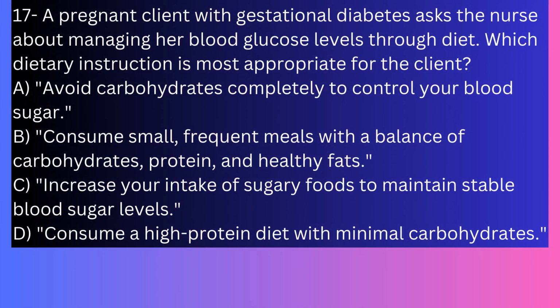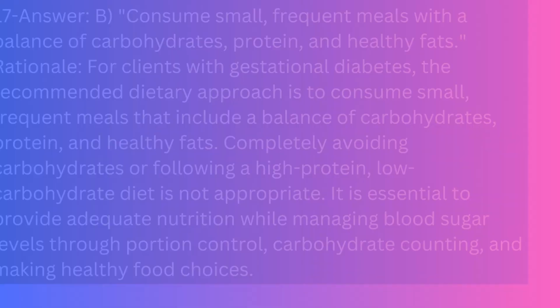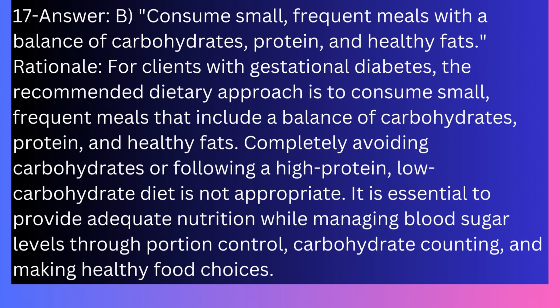Question number 17. A pregnant client with gestational diabetes asks the nurse about managing her blood glucose levels through diet. Which dietary instruction is most appropriate for the client? A. Avoid carbohydrates completely to control your blood sugar. B. Consume small, frequent meals with a balance of carbohydrates, protein, and healthy fats. C. Increase your intake of sugary foods to maintain stable blood sugar levels. D. Consume a high-protein diet with minimal carbohydrates. The answer is B. Consume small, frequent meals with a balance of carbohydrates, protein, and healthy fats.